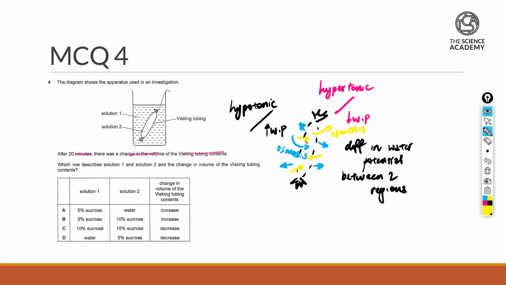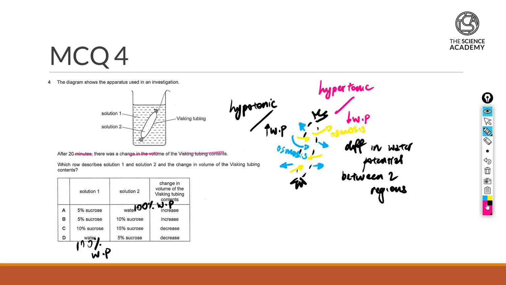Now you see that in solution 1 and 2, we are given terms like sucrose as well as water. A little trick here that I often tell my students is that if you're dealing with water, we're just going to assume that it's at 100% water potential. For the case of sucrose solution, we're just going to take 100 minus the percentage of sucrose solution, and that will reveal to us the water potential.